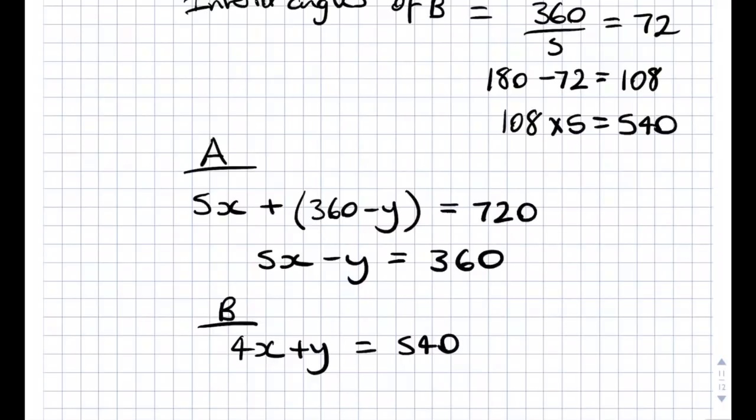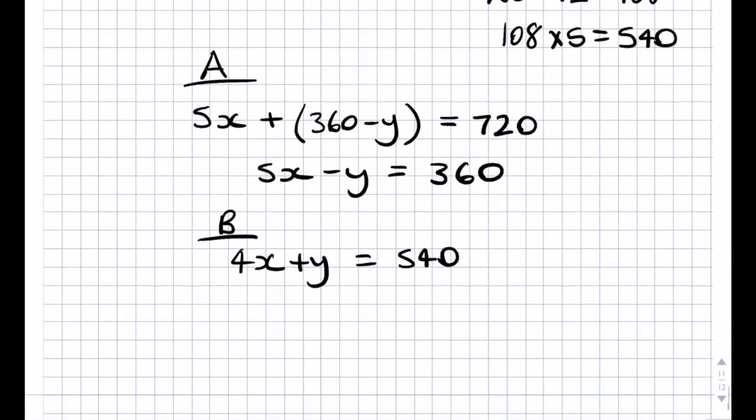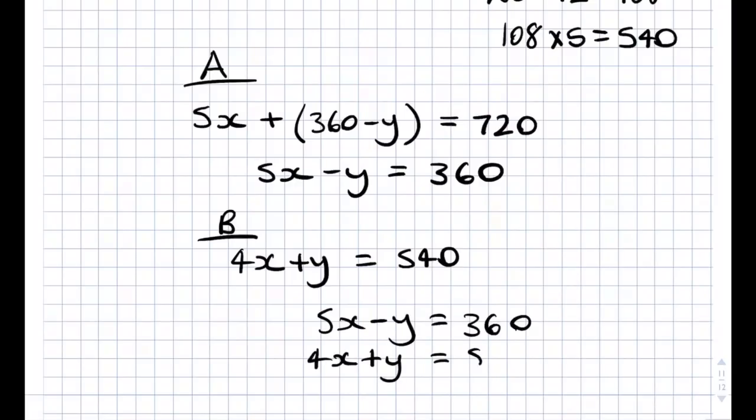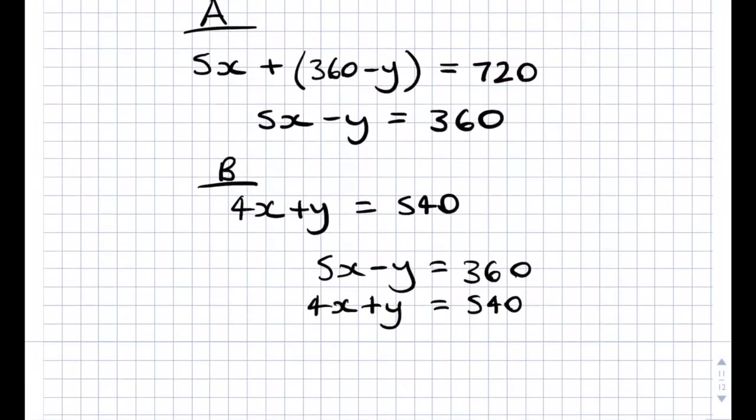And now we've got a pair of simultaneous equations. And they're quite simple because we can solve them by the process of elimination. Because they're both y. And they're different, so we can add them together. The signs are different, so we're going to have 9x is equal to 360 plus 540, which is 900.